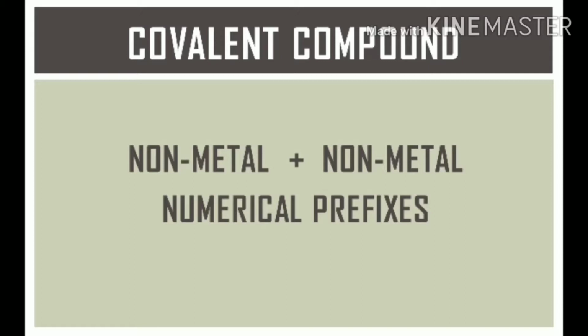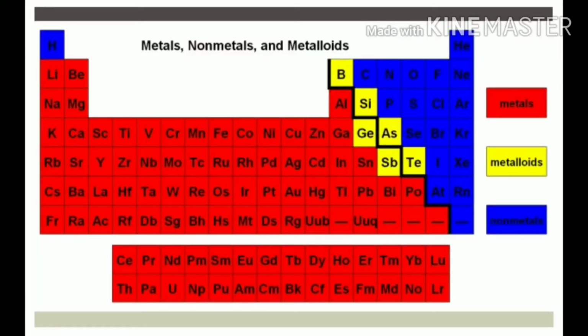As you can see here in the picture, the blue ones are the nonmetals. If you add a single nonmetal to another nonmetal, then you are going to be creating a covalent compound. For example, if you add hydrogen, which is a nonmetal, to oxygen, which is also a nonmetal, then we are creating a covalent compound.